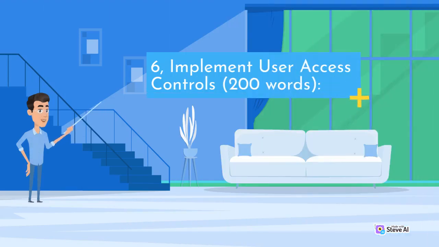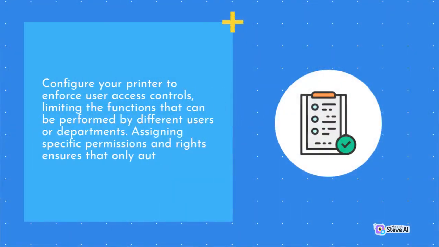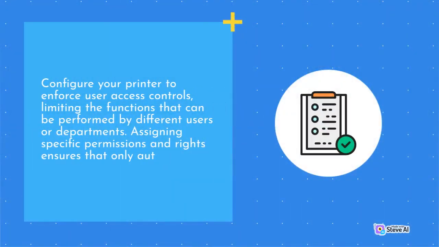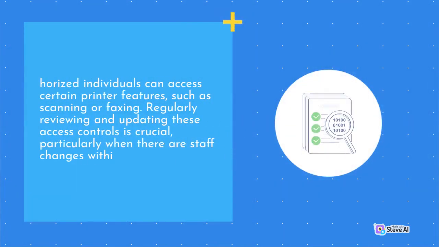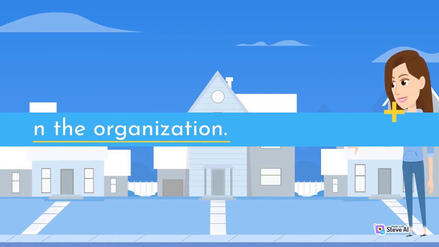6. Implement user access controls: 200 words. Configure your printer to enforce user access controls, limiting the functions that can be performed by different users or departments. Assigning specific permissions and rights ensures that only authorized individuals can access certain printer features, such as scanning or faxing. Regularly reviewing and updating these access controls is crucial, particularly when there are staff changes within the organization.